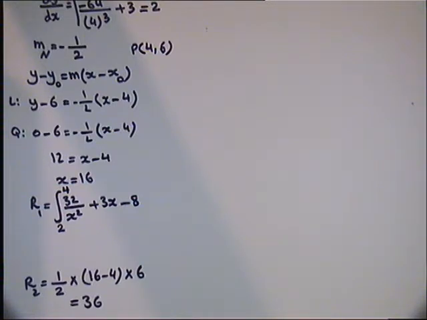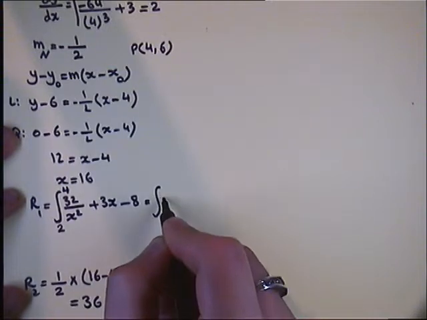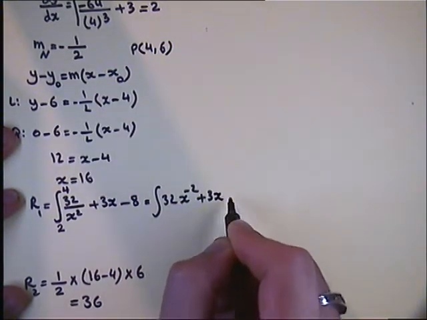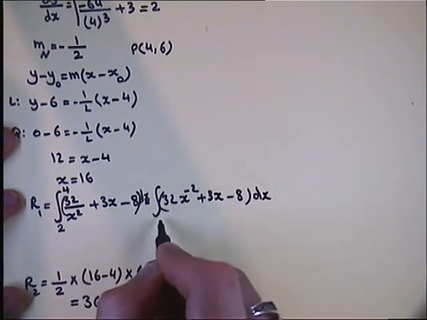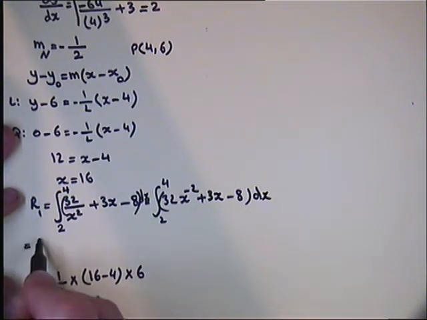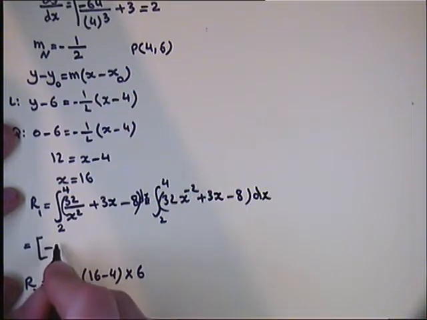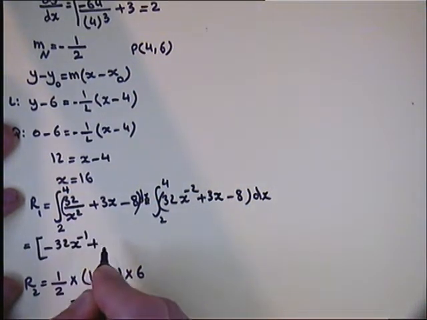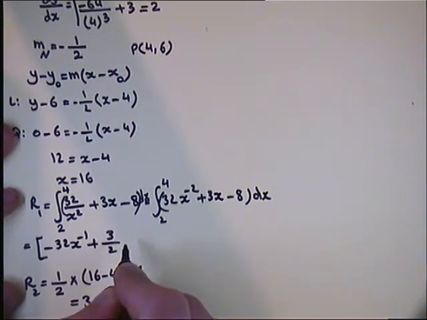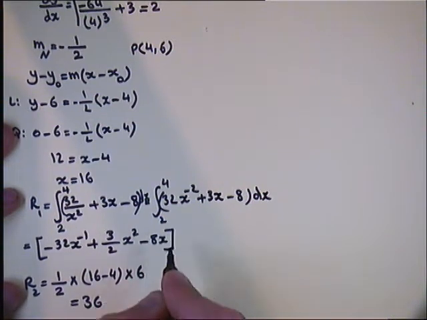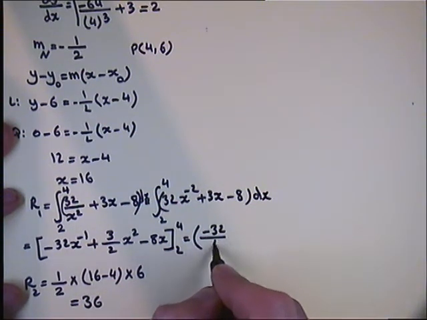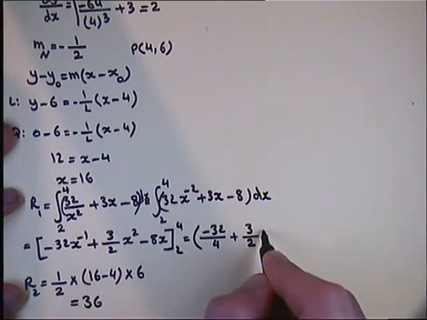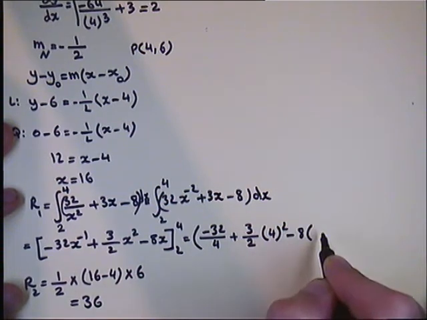Now let's work out R1. We need to integrate 32x to the minus 2 plus 3x minus 8 with respect to x. I forgot to write down dx here. From 2 to 4, this equals minus 32x to the minus 1 plus 3 over 2 x squared minus 8x. We don't need plus c because we have lower and upper boundaries. Now let's sub in 4 first: minus 32 over 4 plus 3 over 2 times 4 squared minus 8 times 4.